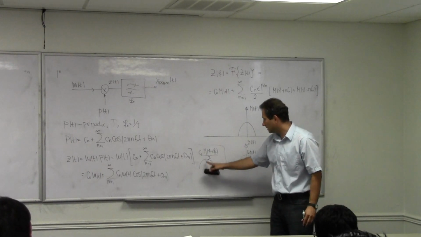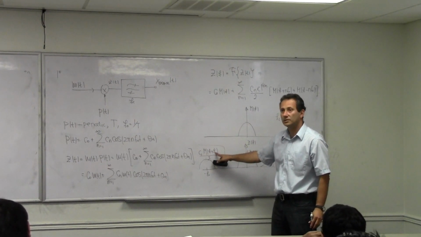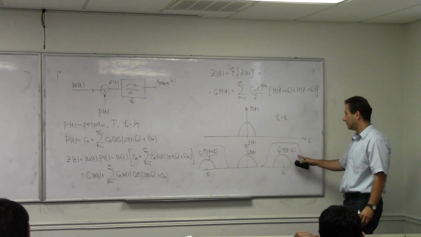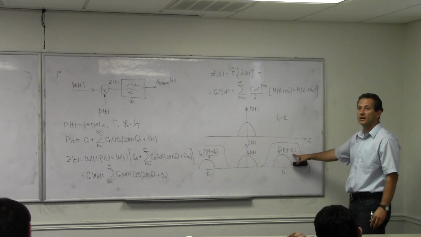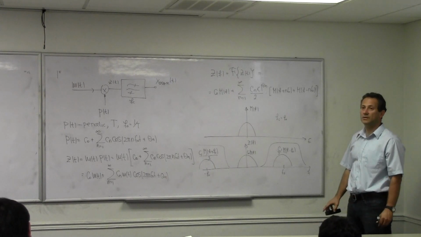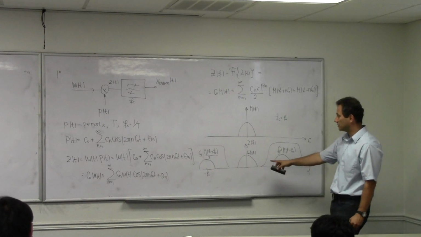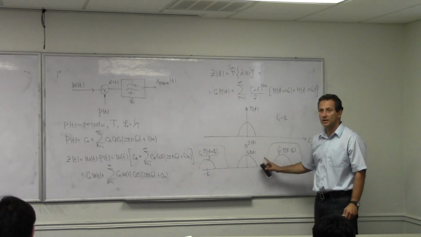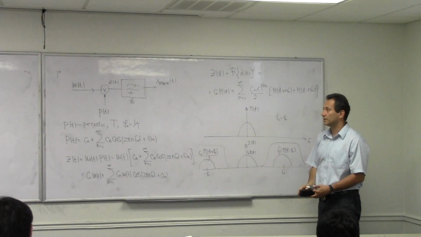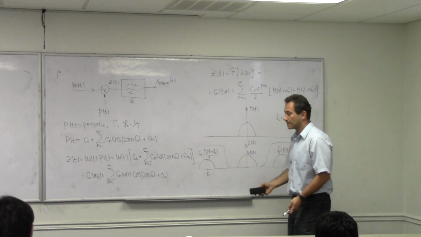There is C of n plus F naught, and this is C of n minus F naught. And this is for n equal 1. For n equal 2, there is one here, and n equal 3, and so on. So there are infinitely many of them. I just drew this for n equals 0 and n equal 1, and then it goes on.